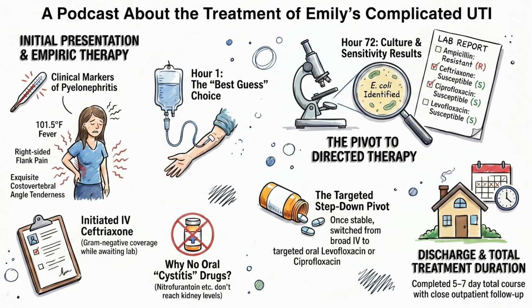Looking at the panel, it marks ampicillin with a capital R for resistant, so that drug would be useless. Right. But it shows a capital S for susceptible next to ceftriaxone, as well as oral options like ciprofloxacin and levofloxacin. This is the best-case scenario. It means our minute zero blood draws successfully captured the pathogen, and our hour one empiric guess of ceftriaxone was perfectly matched to the bug. The drug is actively working.